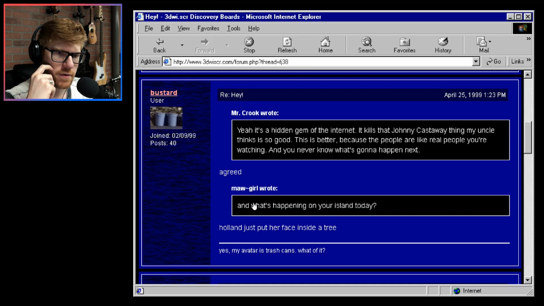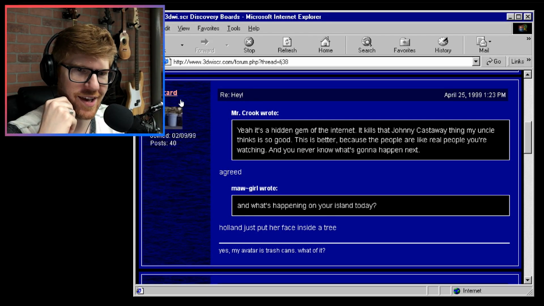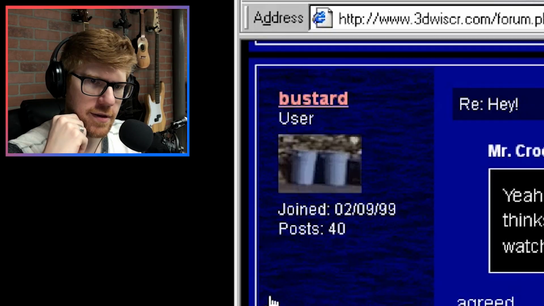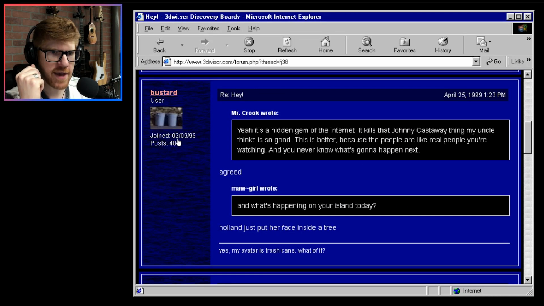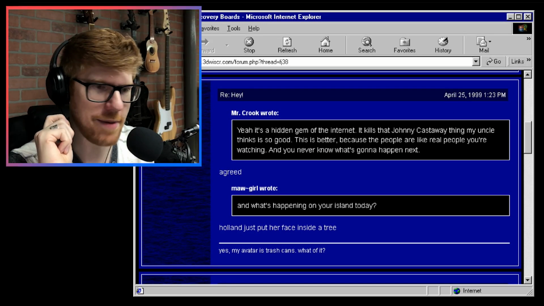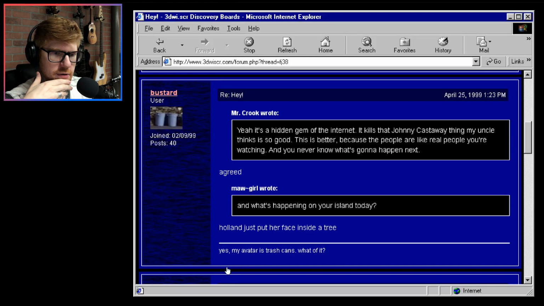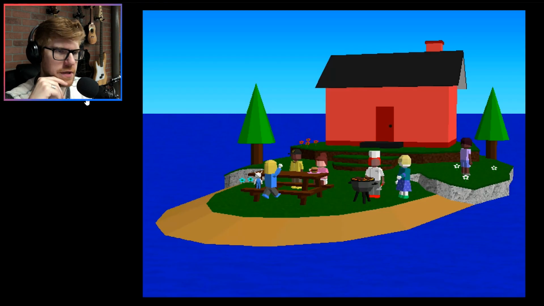Agreed. And what's happening on your island today? There's Bustard. Okay. Holland just put her face inside a tree. Yes, my avatar is trash cans. What of it? I wasn't going to say anything. Feb 9. Or September 2nd, depending on where we are in the world. Considering this is April, I'm guessing it's probably not that. Oh, we're back. Okay. Was there more? I guess so, but we don't get to see it.